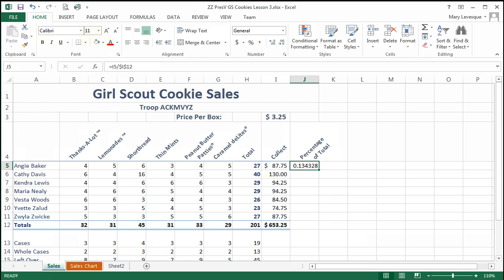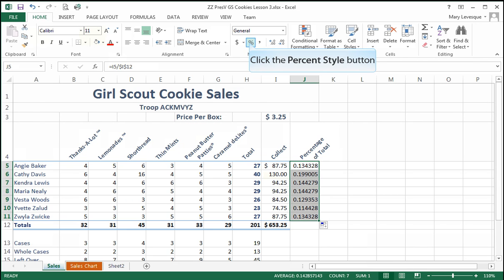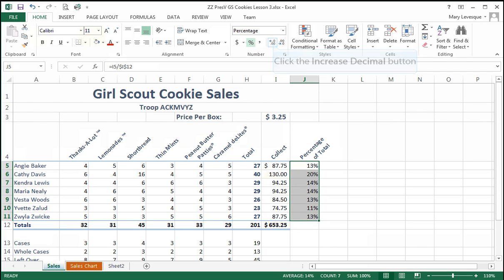And now if I copy down and we format it as percent with maybe 1 decimal place, sure enough we see our 130 is really close to 20% and everybody else's is between 10 and whatever. So that summarizes the basics of what you need to know about absolute addressing.